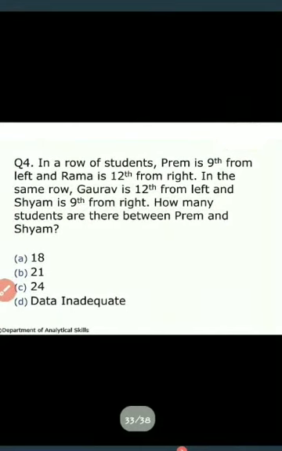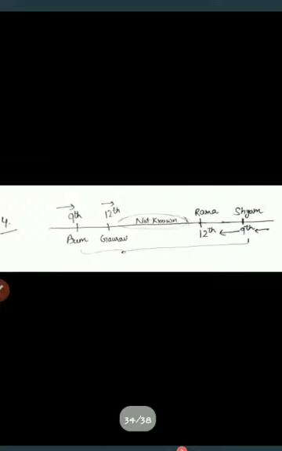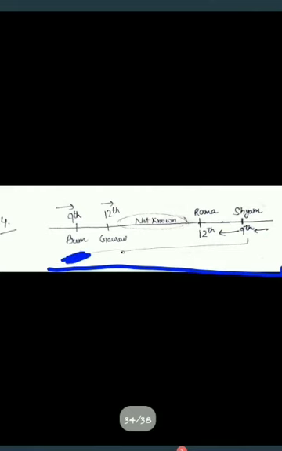Next, in a row of boy students, Prem is 9th from the left and Ram is 12th from the right. In the same row Gaurav is 12th from the left and Sham is 9th from the right. Then how many students are there between Prem and Sham? So again, whatever information is given, just try to represent it diagrammatically. So firstly, Prem is 9th from the left and Ram is 12th from the right. So this is your diagram. Here we have Prem, that is 9th from the left, and Ram, who is 12th from the right.